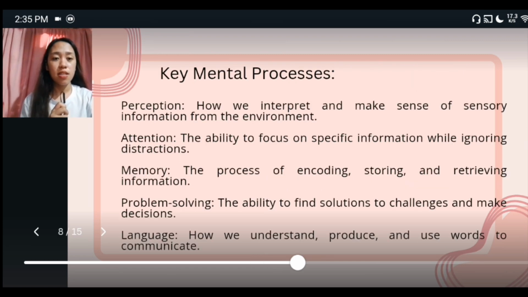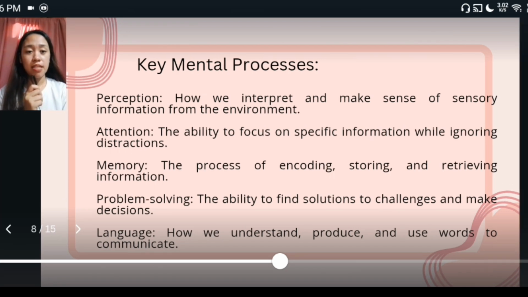So here are the key mental processes: perception, attention, memory, problem solving, and language. For perception, how we interpret and make sense of sensory information from the environment. And for attention, the ability to focus on specific information while ignoring distraction.